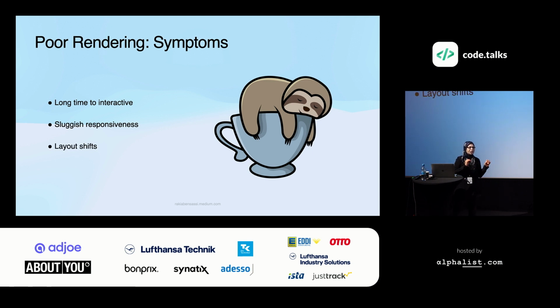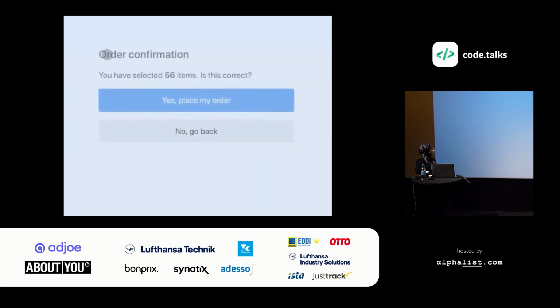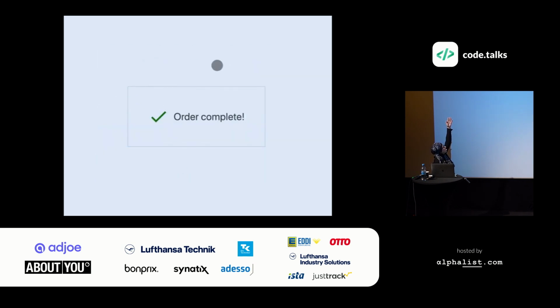Cumulative layout shift is a metric that measures how much elements on the page move around unexpectedly. We have here a short demo about such a case. Here the user is on the order page. They see that they have 56 items. They can confirm or cancel. But as they try to cancel and go back, there is a new item, a new DOM element.